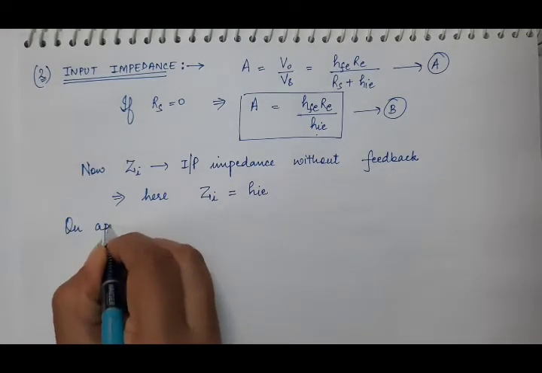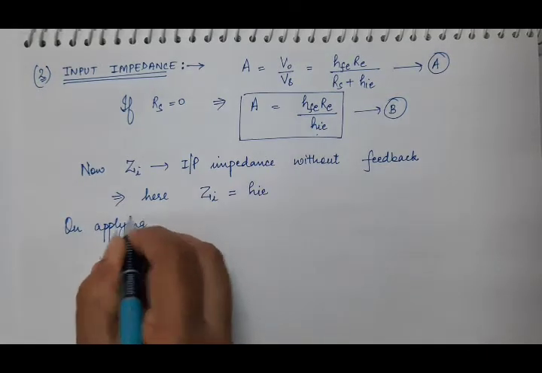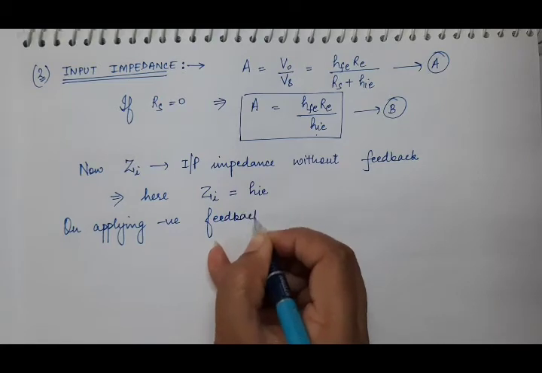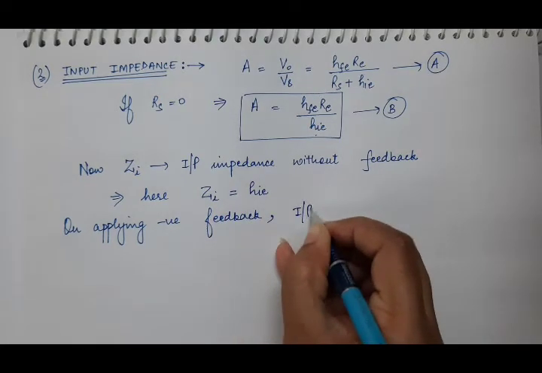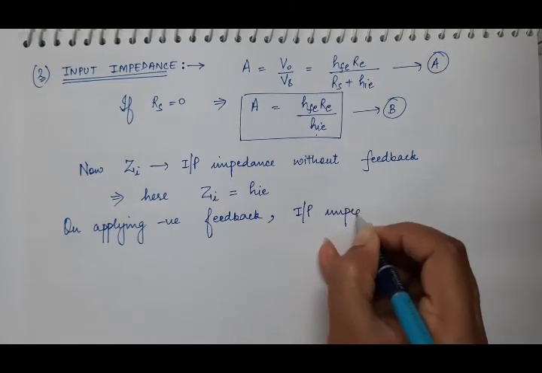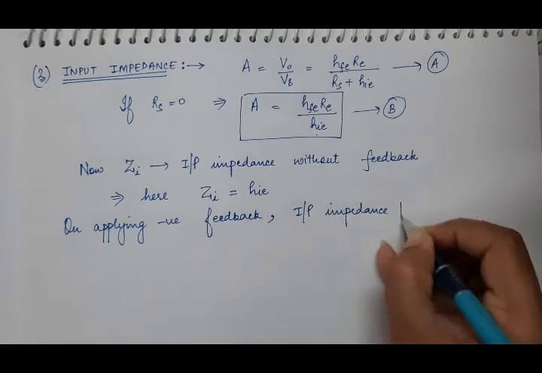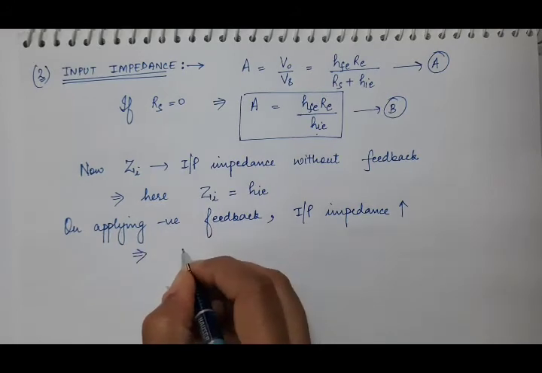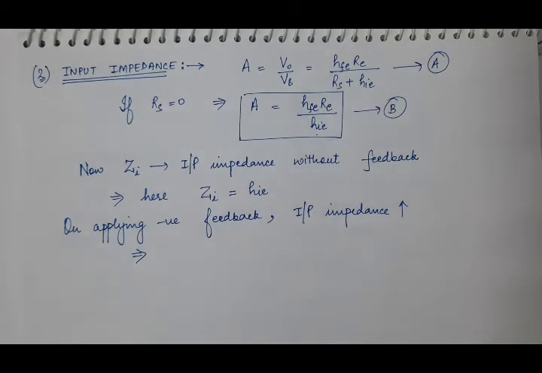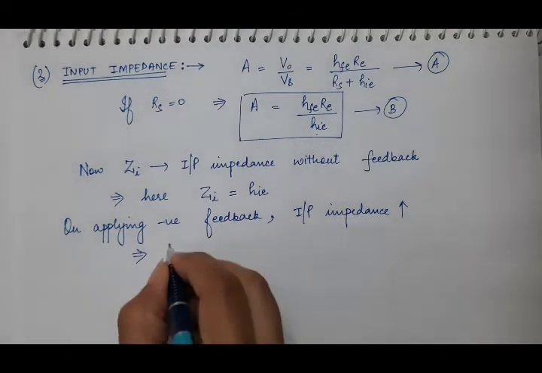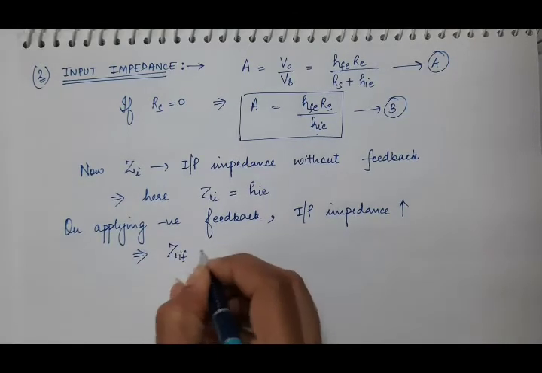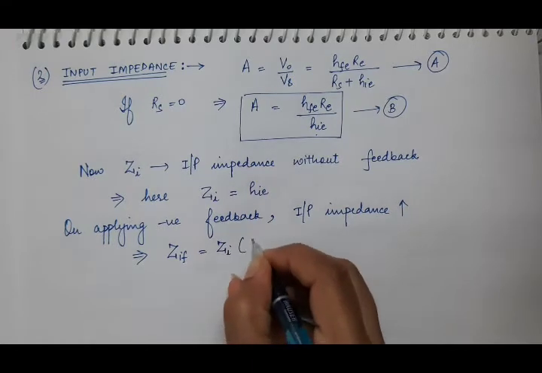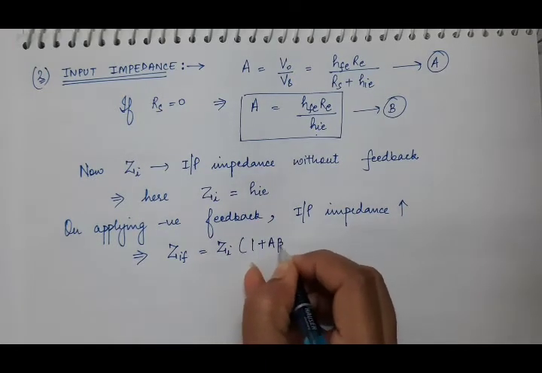On applying negative feedback, input impedance increases. And what is the relation? We have already derived it in one of the advantages of negative feedback. Input impedance with feedback is equal to input impedance without feedback multiplied by the factor 1 plus A beta.